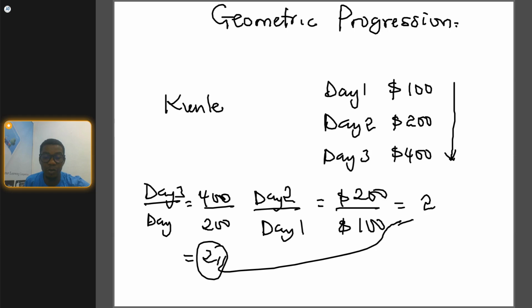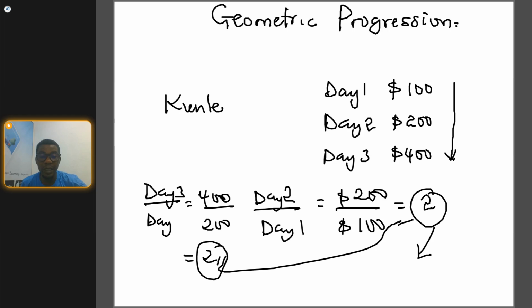So what do you notice? That the ratio of the savings of the present day over the previous day is 2. The ratio means when you take the division of the day after by the day before, you get the answer 2, which implies that he has been saving by multiplying any money he saved initially by 2, by 2, by 2. So that is what we call geometric progression.